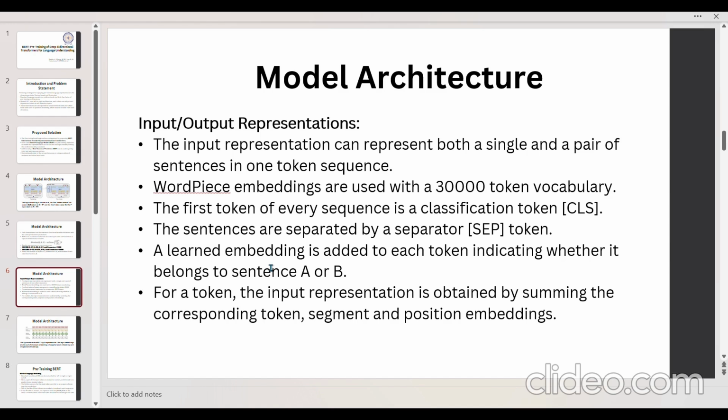The sentence pairs are packed in a single sequence, and these are separated by a separator or SEP token. And a learned embedding is added to each token, indicating whether it belongs to sentence A or sentence B. And for a given specific token, the input representation is calculated by summing the embedding of the corresponding token, the segment embedding, and the position embeddings for that token.